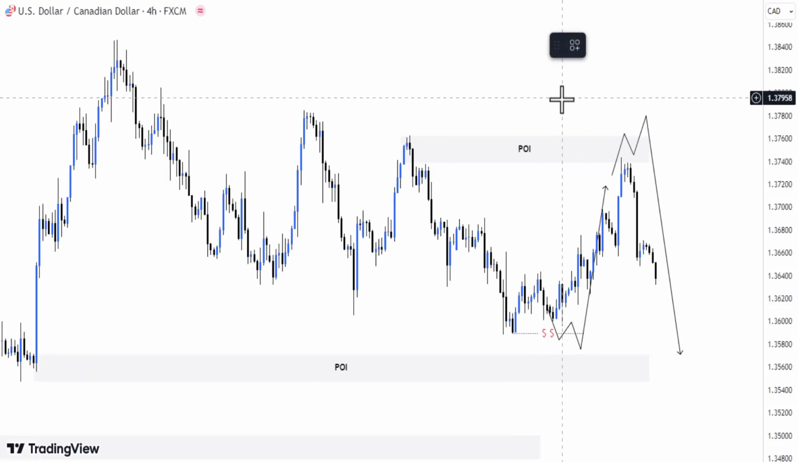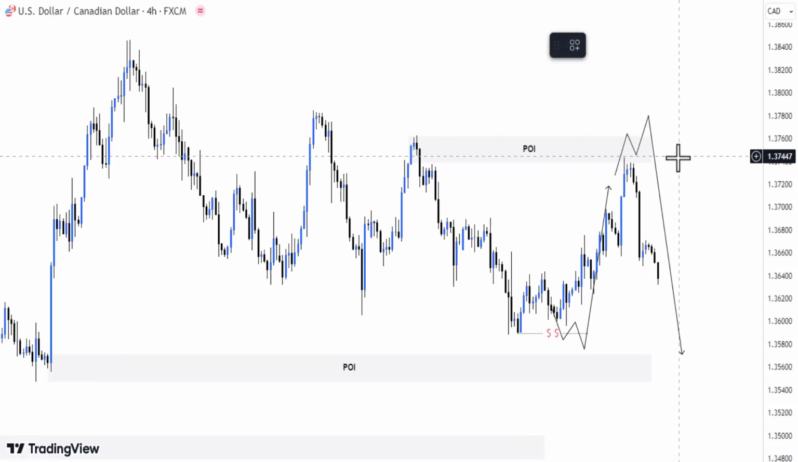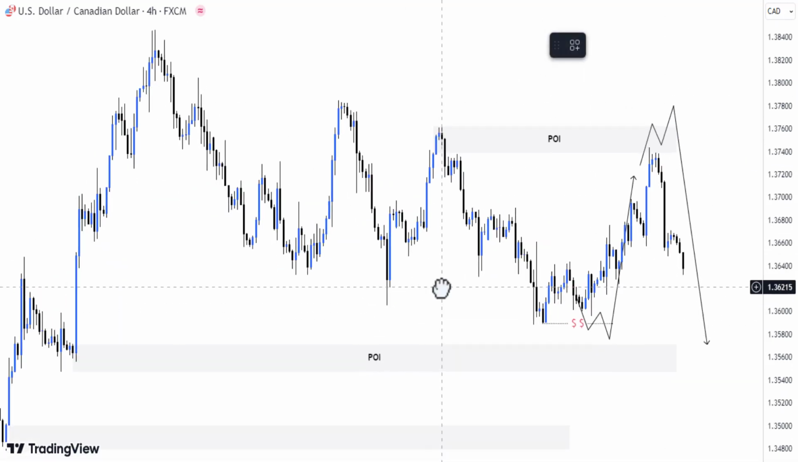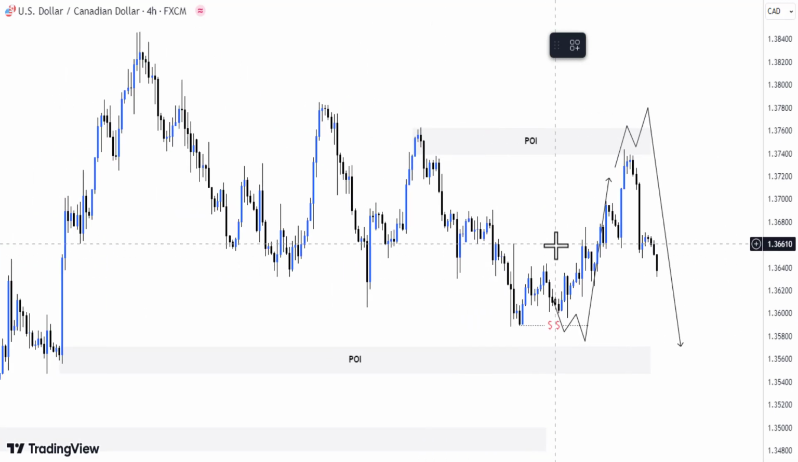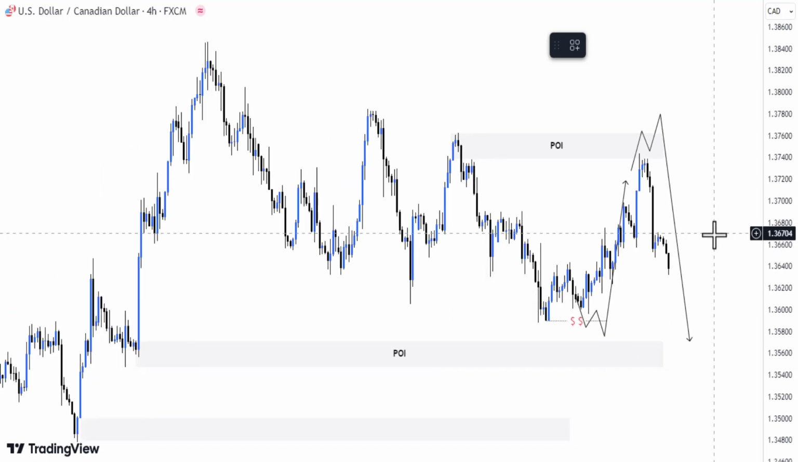In summary, this USD CAD trade is a textbook example of how powerful the POI strategy can be when executed correctly. By identifying key levels where price is likely to react, we can plan our trades with higher accuracy and confidence. Remember, successful trading is all about patience, discipline, and using the right tools.